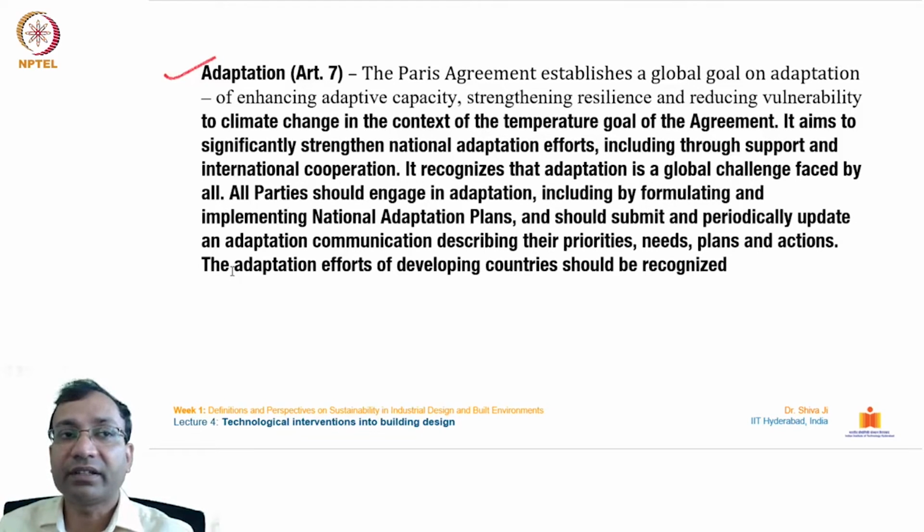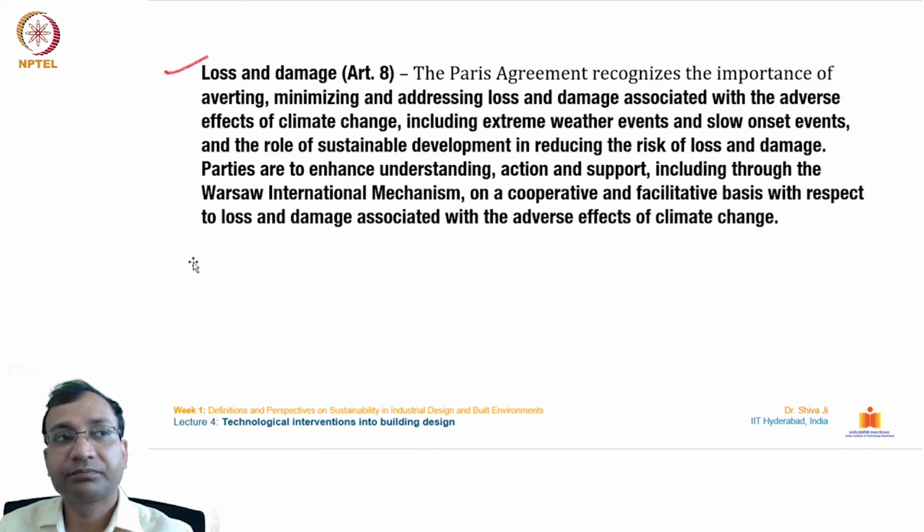All parties should engage in adaptation, including by formulating and implementing national adaptation plans, and should submit and periodically update an adaptation communication describing their priorities, needs, plans, and actions. The adaptation efforts of developing countries should be recognized.